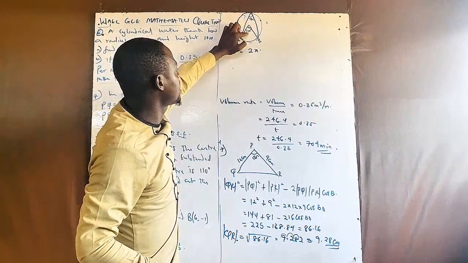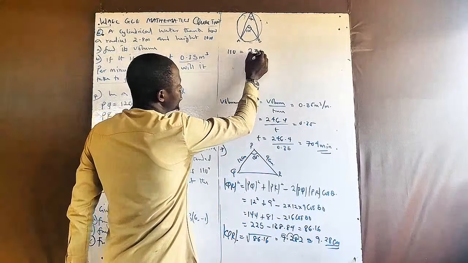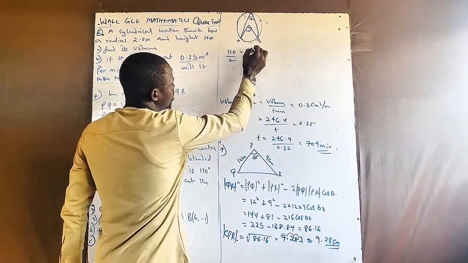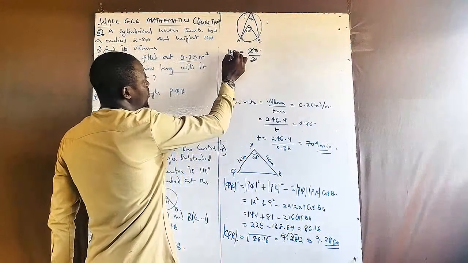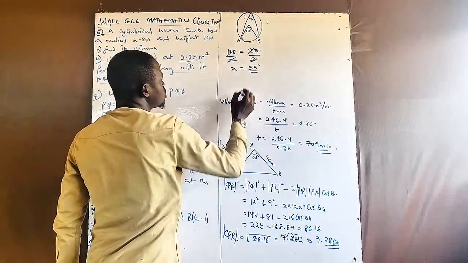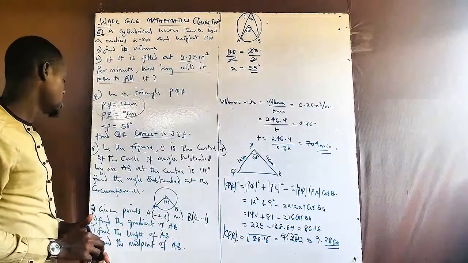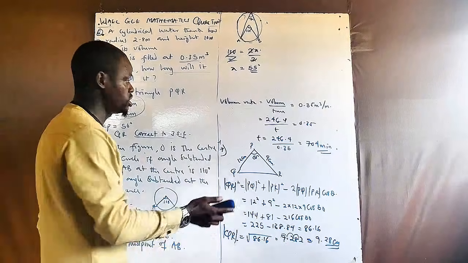So the angle at the center is equal to 2 times x. From here, I can easily find x by dividing both sides by 2. Then x will be equal to 110 divided by 2, which gives me 55 degrees. So the angle at any point on the circumference is 55 degrees, which is the answer to the question.